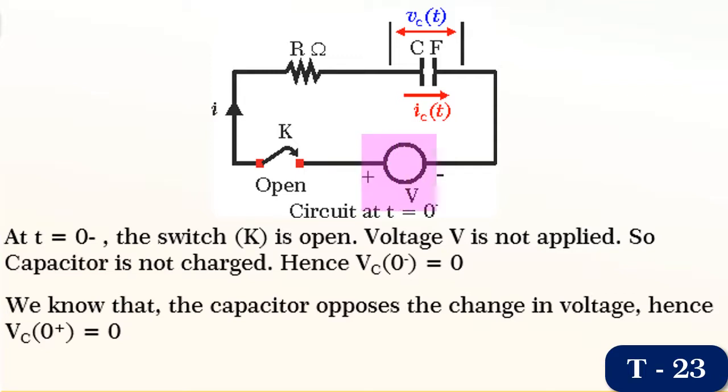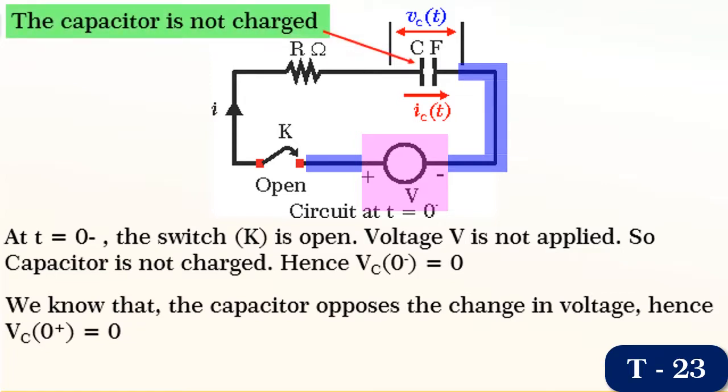There is only one source V in the circuit. Trace from the negative terminal of the source V, you see that it is connected to one terminal of the capacitor. Now, trace from the positive terminal of the source V, you see that it terminates at the switch K itself and K is open. So, it does not reach the capacitor terminal at all. So, the capacitor is uncharged.